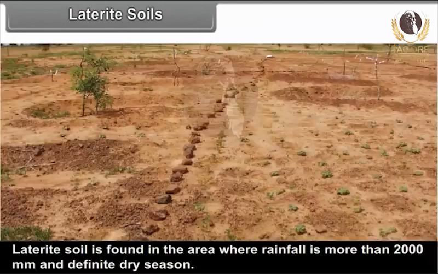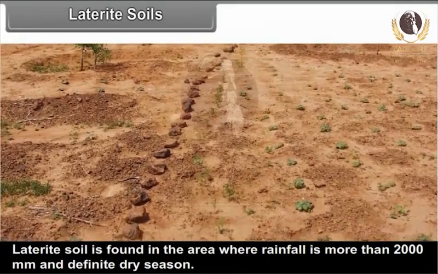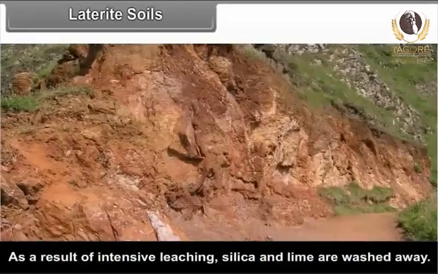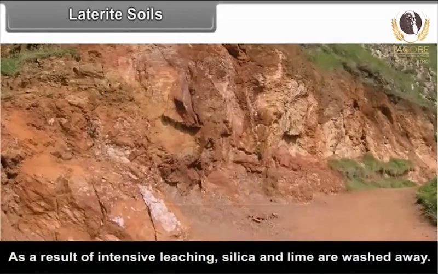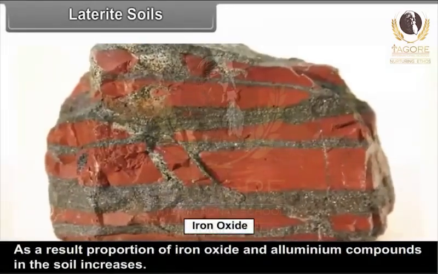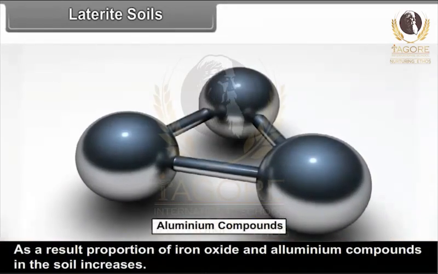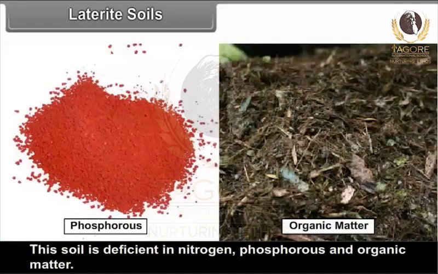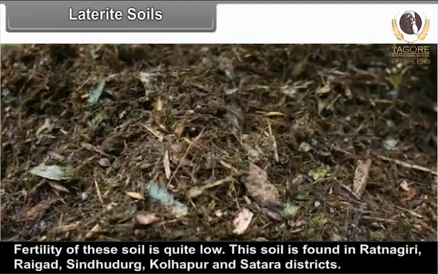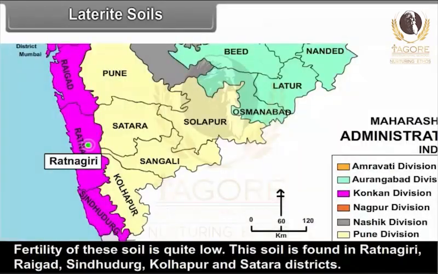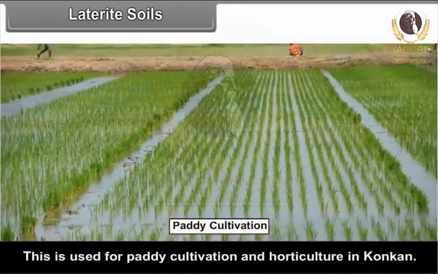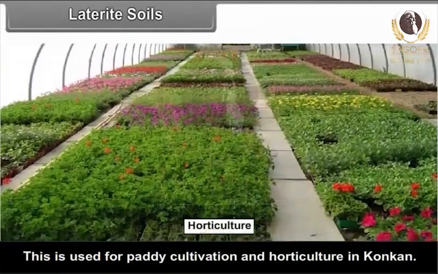Laterite soils. Laterite soil is found in the area where rainfall is more than 2000 mm and there is a definite dry season. As a result of intensive leaching, silica and lime are washed away. As a result, the proportion of iron oxide and aluminium compounds in the soil increases. This soil is deficient in nitrogen, phosphorus and organic matter. Fertility of this soil is quite low. This soil is found in Ratnagiri, Raigad, Sindhudurg, Kolhapur and Satara districts. This soil is used for paddy cultivation and horticulture in Konkan.